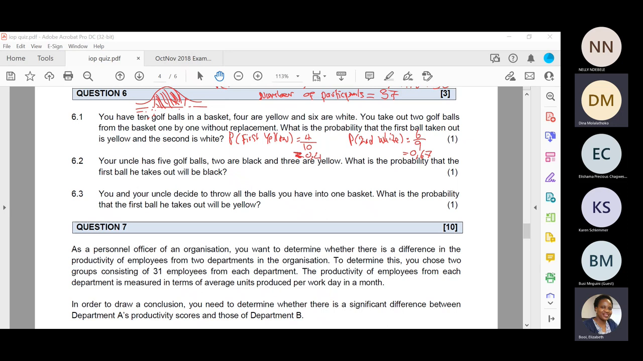And I think you need to, because it says "and". Because it says "and", therefore, are we not supposed to multiply? We need to multiply. Yes, we need to. We need to multiply.